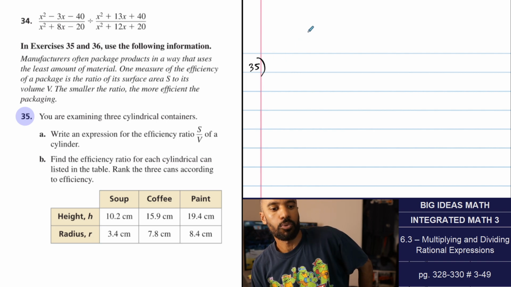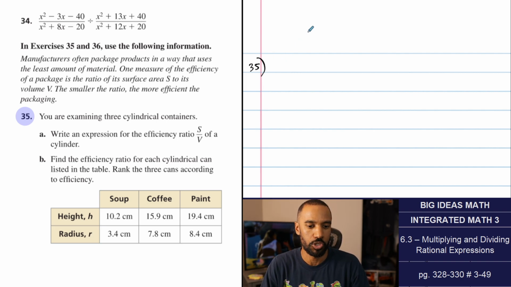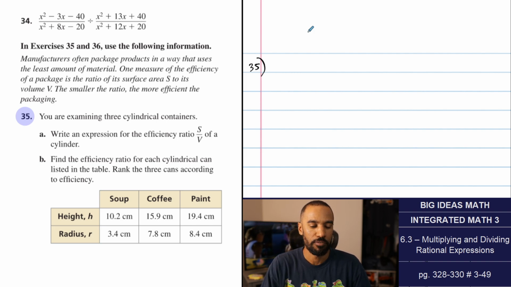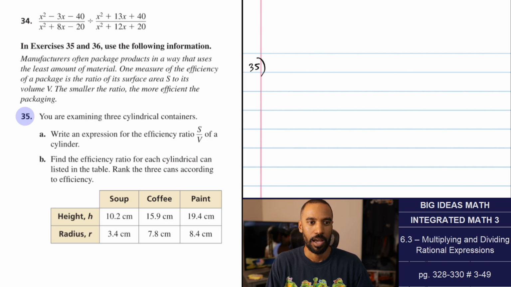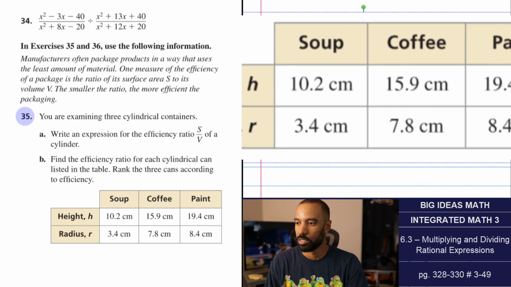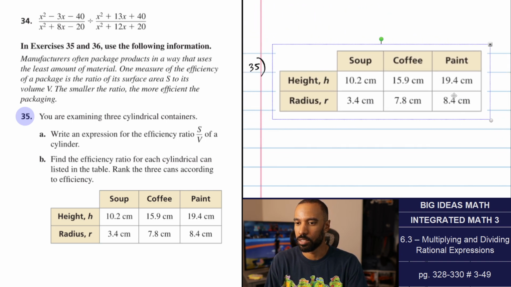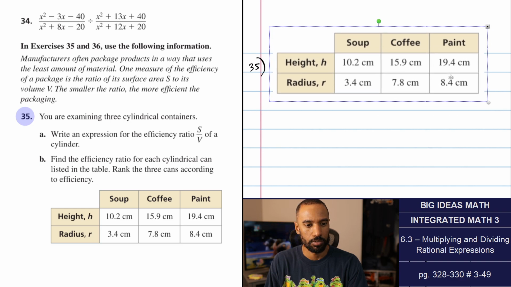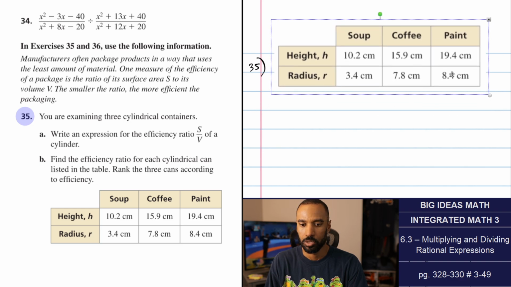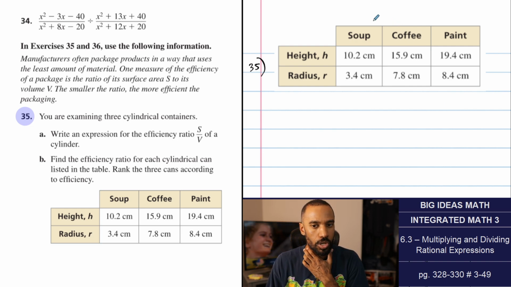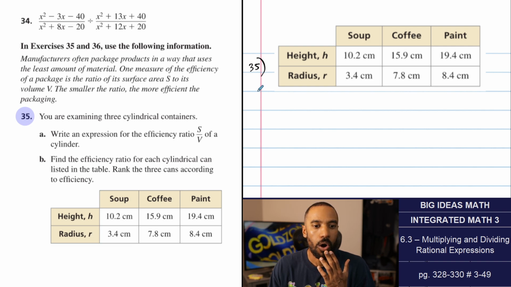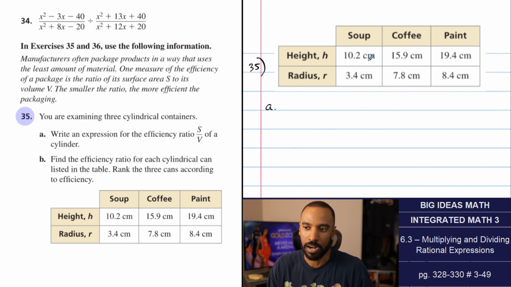Okay, anyway, let's go to the questions here. 35, you are examining 3 cylindrical containers, one of soup, one of coffee, one of paint. Write an expression for the efficiency ratio S over V of a cylinder. I'll just copy and paste these. Do I have to do it for all 3? I'm confused. I think we have to do it for all 3 of them. So for A, oh, I'm sorry, they're saying of a cylinder, not of these cylinders.